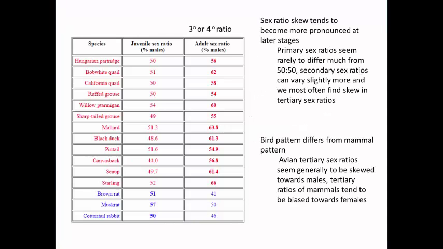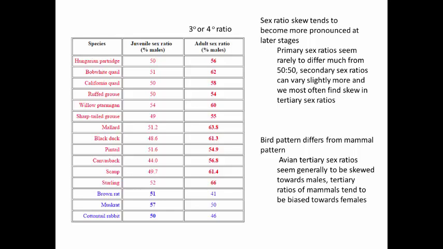Here's actually a table that looks at adult sex ratio. So it's sort of a combination of tertiary and quaternary sex ratios. The top species in red are bird species. The bottom 3 are mammal species. And what I want you to see here is that sex ratio tends to, first of all, in a sort of general trend, if we look at that adult sex ratio, what we see there is they tend to be close to 50-50.